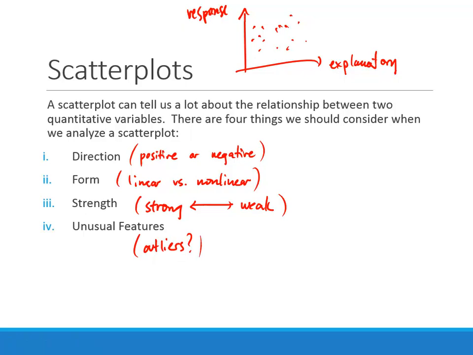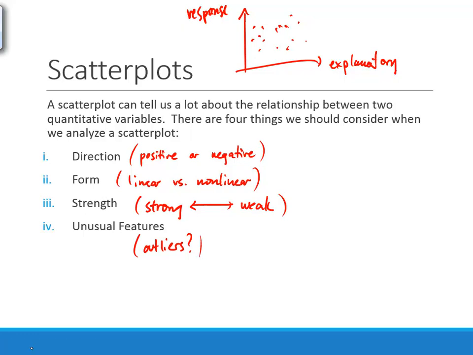So if we have observations on two variables from our n individuals, we can use a scatter plot to look at the data to get an initial idea of what the relationship between those two variables is. We can think about it in terms of these four things.